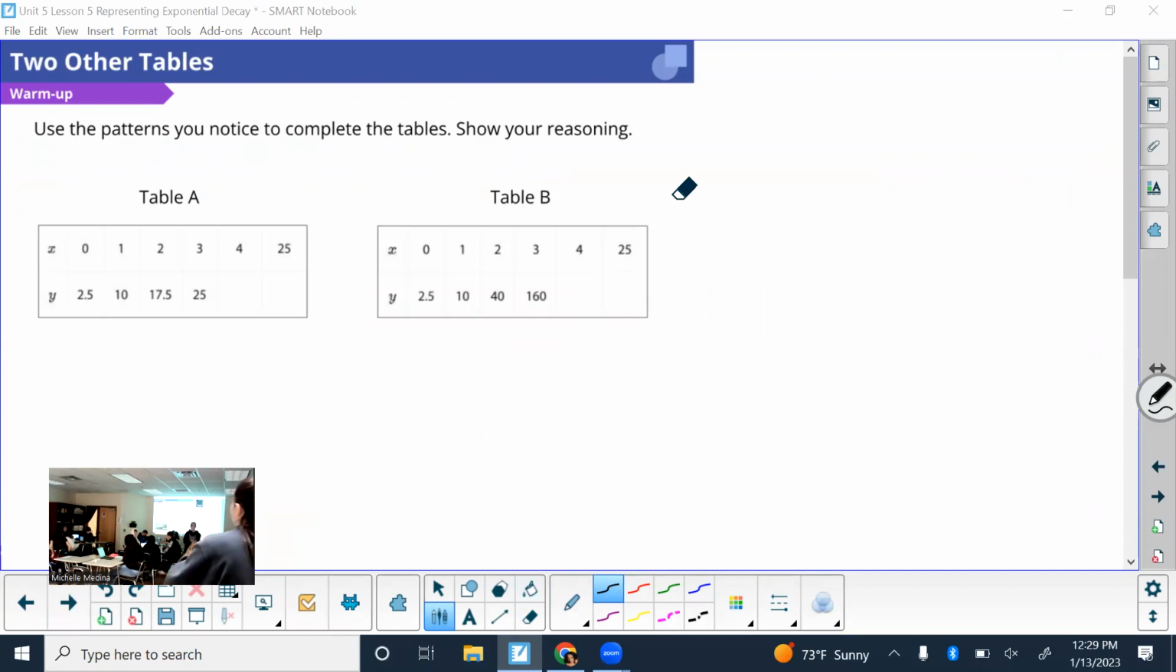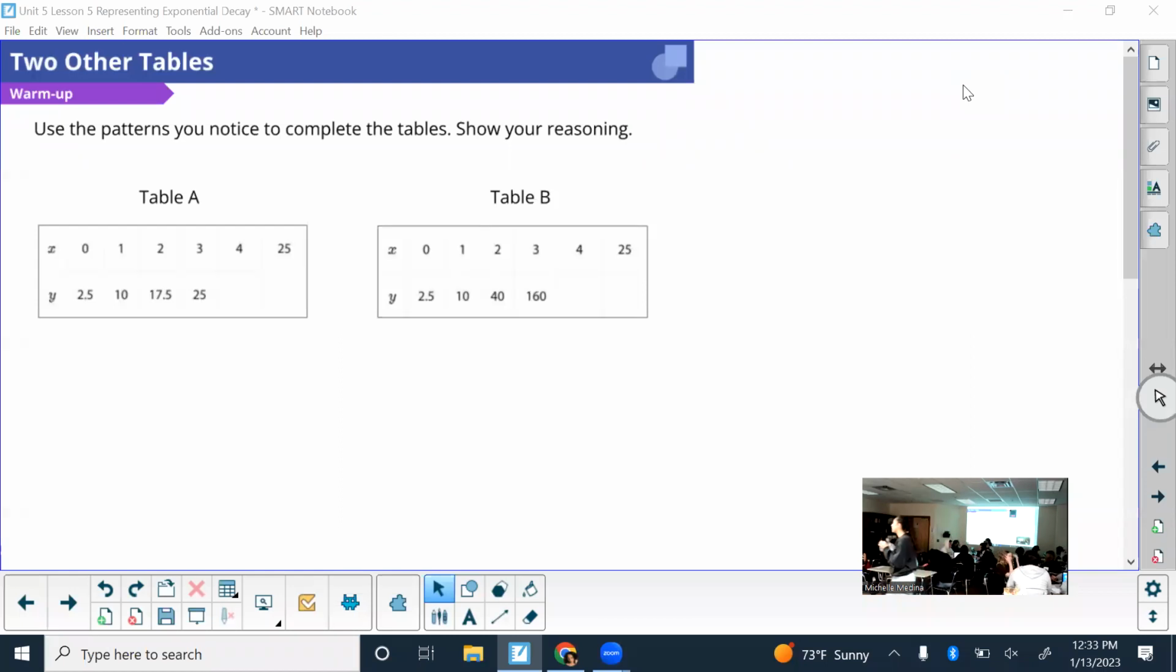This is on your note sheet. Use the patterns you notice to complete the tables and show your reasoning. Make sure that you discuss with your groups the answers. Don't wait until it's your turn to talk and then waste my time and everyone else's time. Do the work, discuss, even if you don't know, that's fine, but don't just not do it and then waste our time.